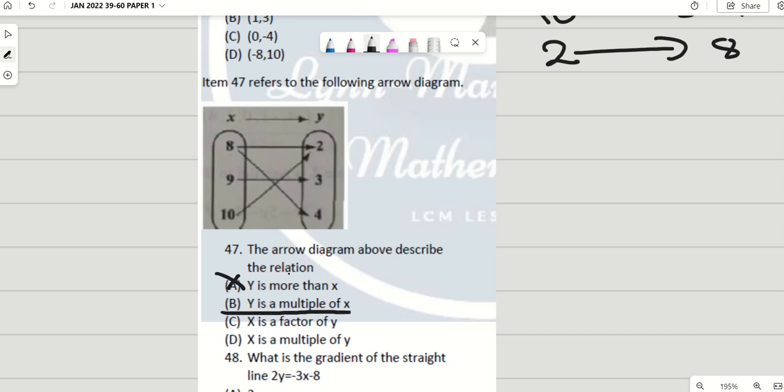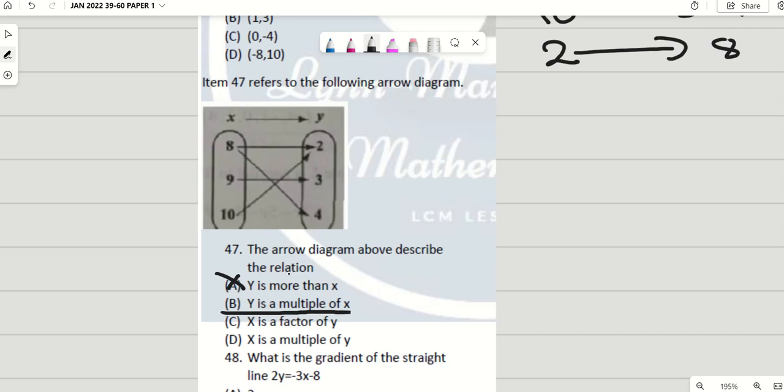Let's check C and D just to make sure. x is a factor of y. Right? Is 8 a factor of 2? No. What about 9? Is 9 a factor of 3? No. If they said y is a factor of x, then it would have been correct. But 8 is not a factor of 2, right?